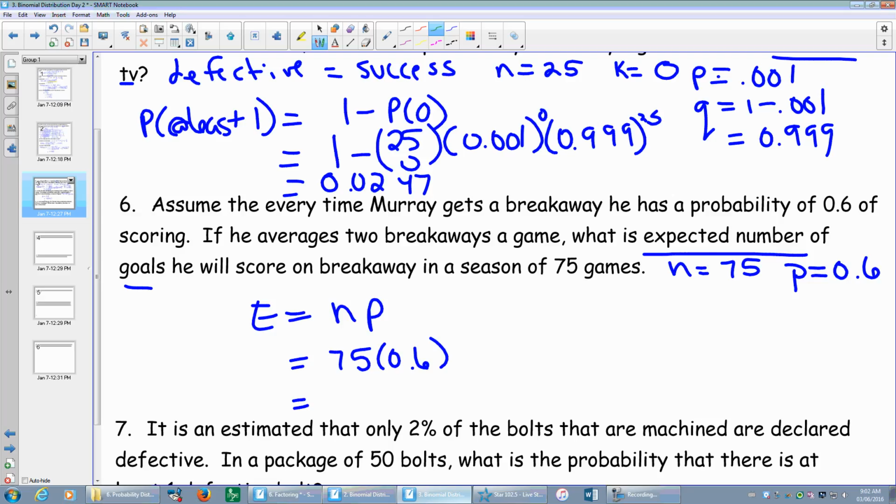If he averages 2 breakaways a game, what is the expected number of goals he will score? That's saying 75 games. Yeah, or we could just take our answer and double it, right? So what would I expect here? I think I get 90 goals if he has a 60% chance of getting a goal in a game. Are we okay with that?